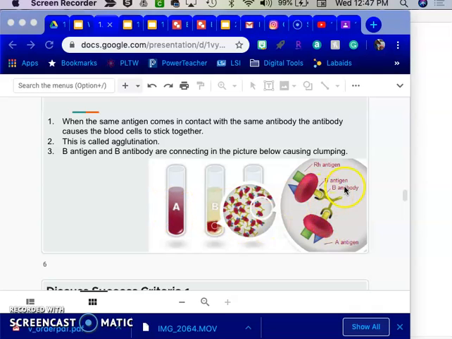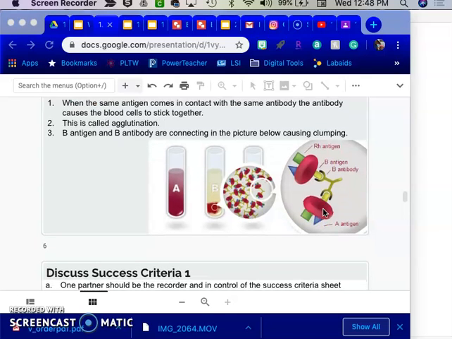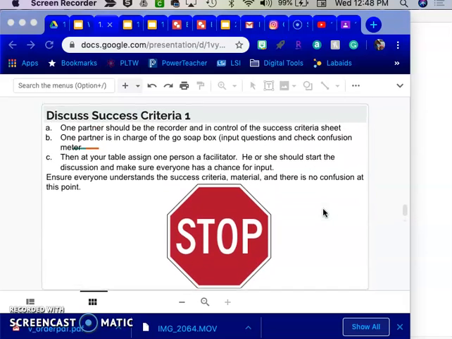The A antibodies would only fit with the A antigen. Okay, so if the A antigen was present, it would clump. If it wasn't, it wouldn't clump. So in this case, it did clump because B antibodies were present. And then over here, if we would have shown it, it probably would have clumped. But anyway, B antibodies will cause any blood cell with B antigens to clump. A antibodies will cause anything with A antigens to clump or agglutinate. And we'll talk about that in a little bit.